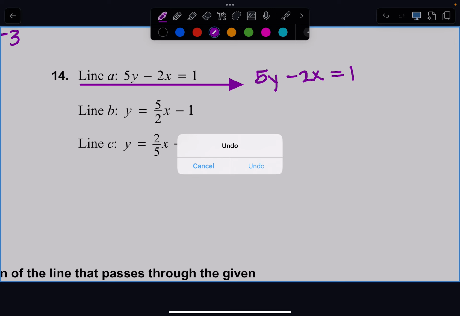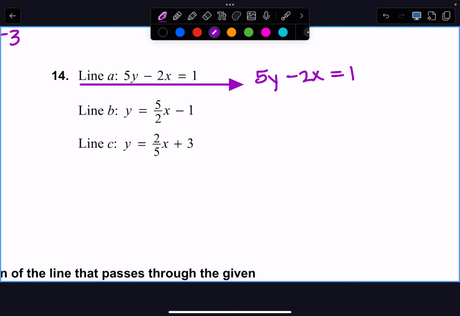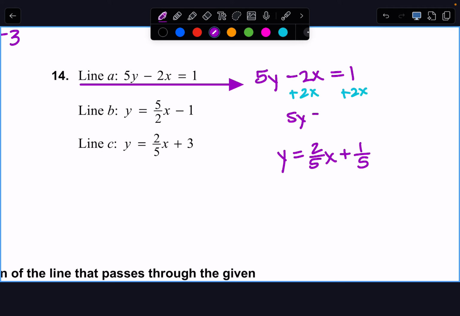Okay, what'd you get? Do you have 2/5 x plus 1/5? Yes, because you added 2x and then divided by 5. Okay, so looking at this, do we have any perpendicular lines? No. It's close though, right?